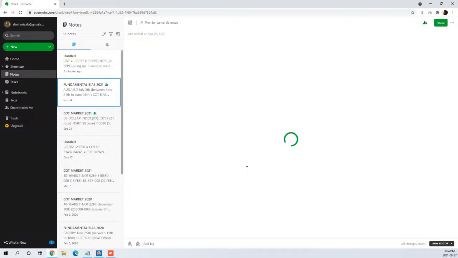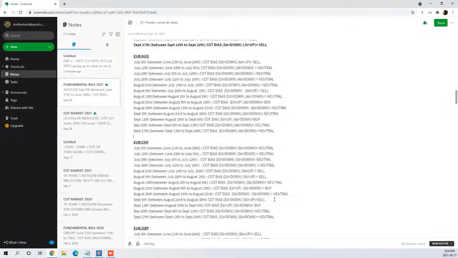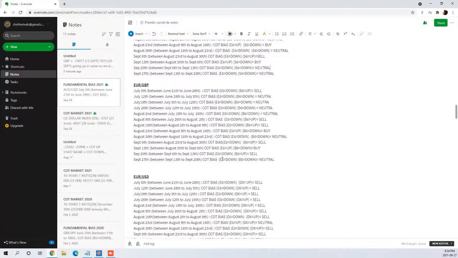Let's scroll down. Perfect. So Euro AUD, same direction, neutral, not trading that pair. Euro CHF, same thing, going down, two of them, it's neutral. Euro GBP, like we looked at the beginning, the British pound was going down, the euro was going down. So those are neutral pairs for the week. No bueno, don't trade them.